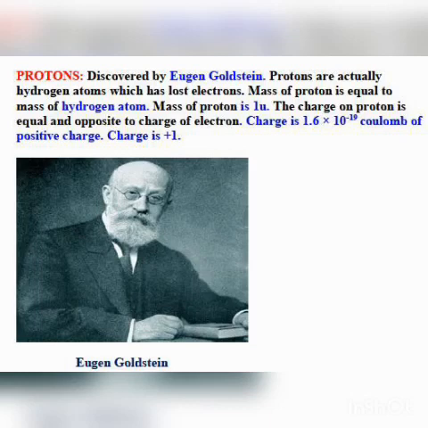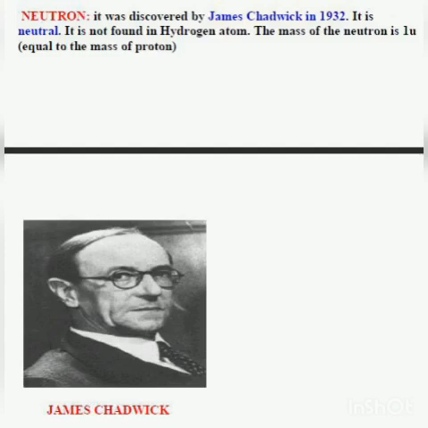Now this is picture of Goldstein who discovered protons. Now neutrons. Neutrons were discovered by James Chadwick in 1932. It is neutral, means it does not have any charge and it is not found in hydrogen atom. The mass of a neutron is 1 unit, which is also equal to the mass of proton. Okay. This is the picture of James Chadwick. Now please see this table, students.